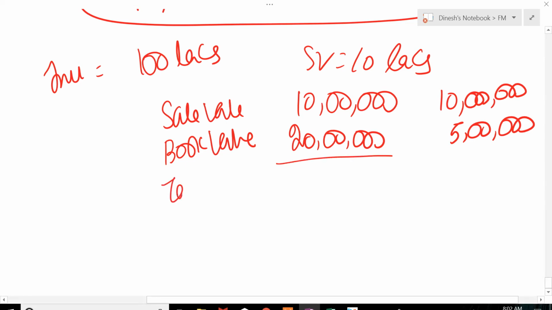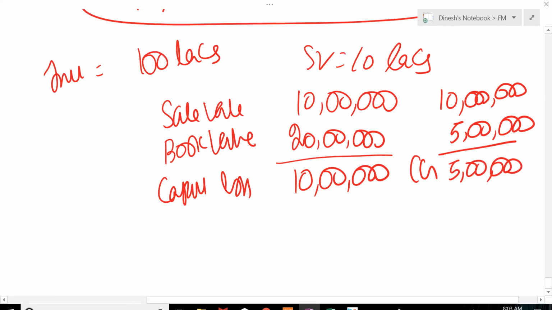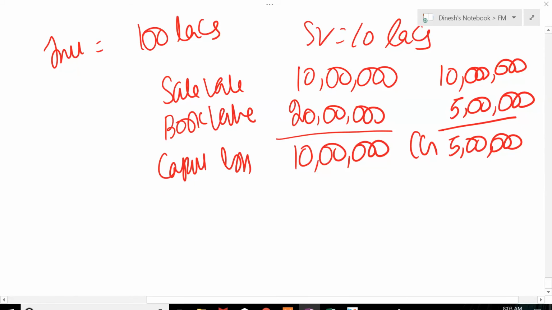If it's higher, there is a tax loss, a capital loss. There's a loss of 10 lakhs. This is capital gain, which you may learn in the capital gains chapter in tax. So there's a capital loss of 10 lakhs, and there's a capital gain of 5 lakhs. If there is a loss, finance says that you save taxes. If there is a gain, you pay taxes.